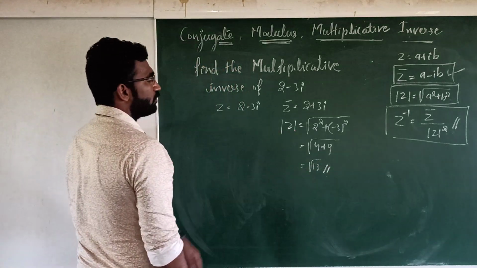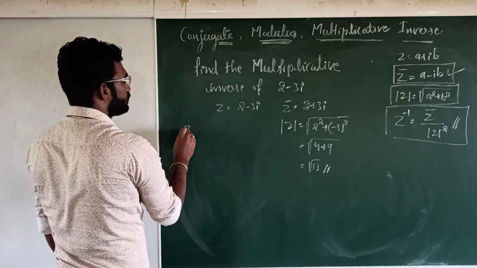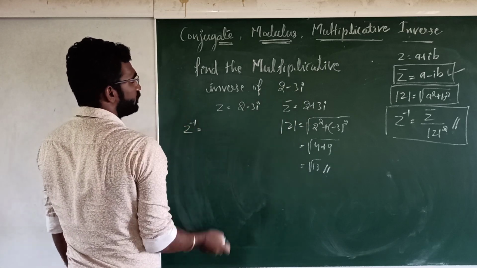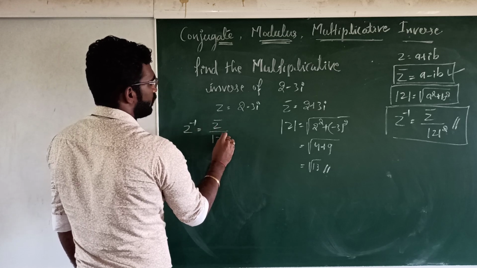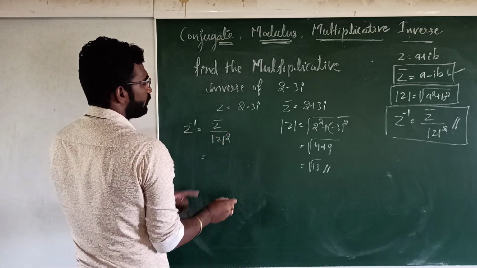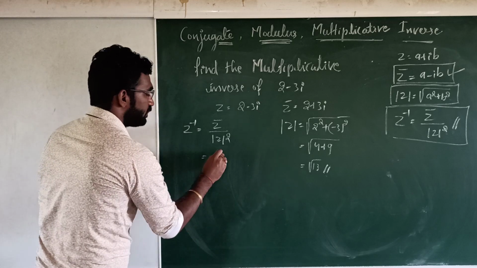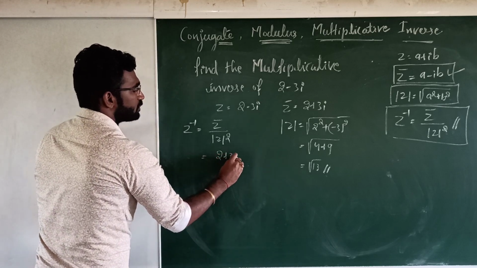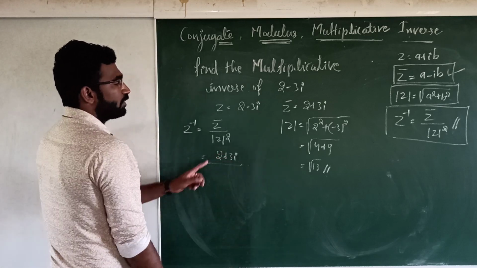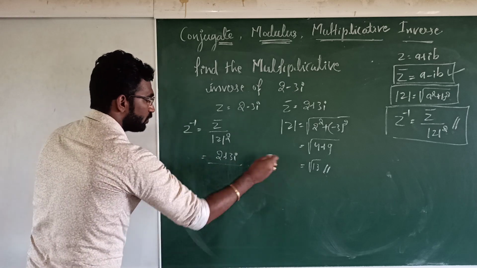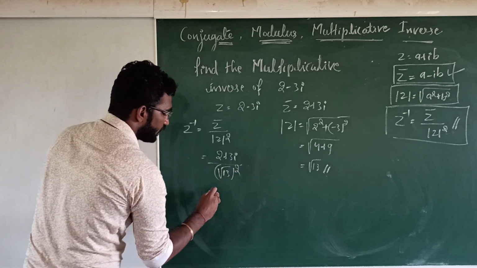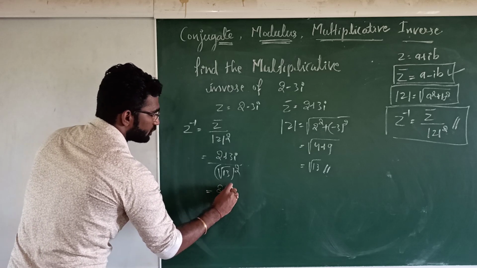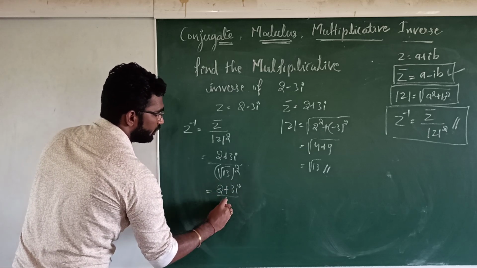Root 13 is the modulus. So the multiplicative inverse is denoted by z to the power minus 1, which is nothing but z bar divided by mod z whole square. We know that z bar is 2 plus 3i. Substitute there: 2 plus 3i whole divided by mod z whole square, which is root 13 whole square. Therefore you can write it as 2 plus 3i divided by 13.